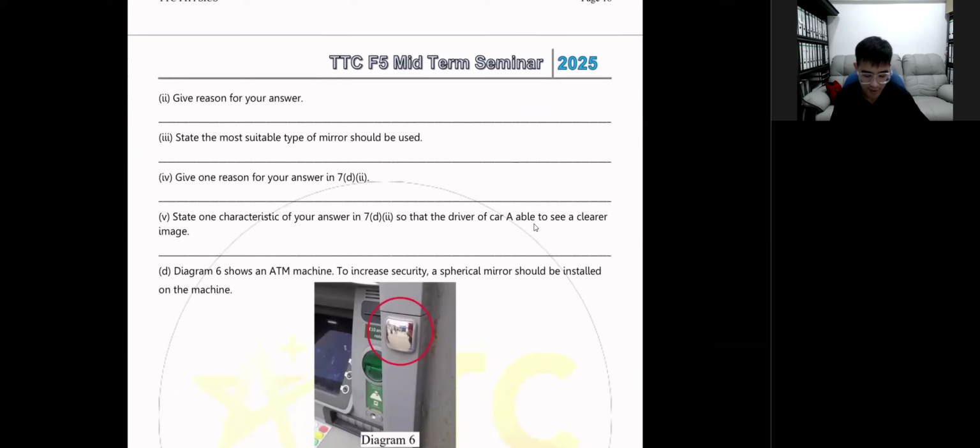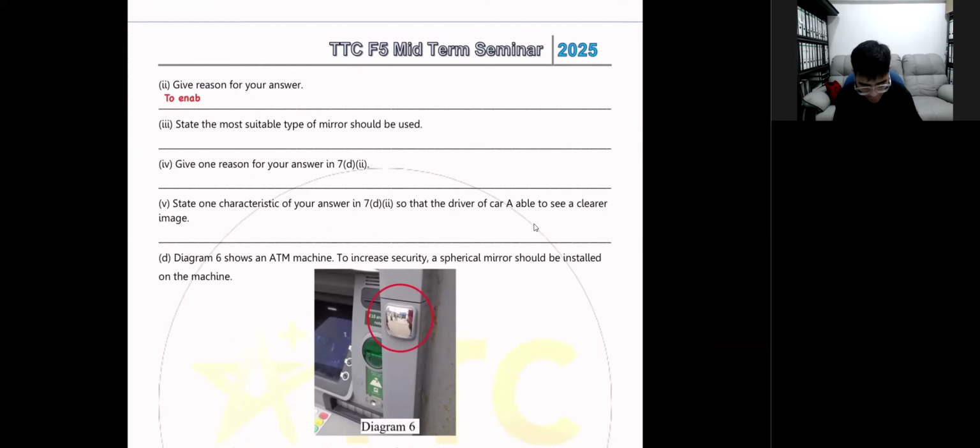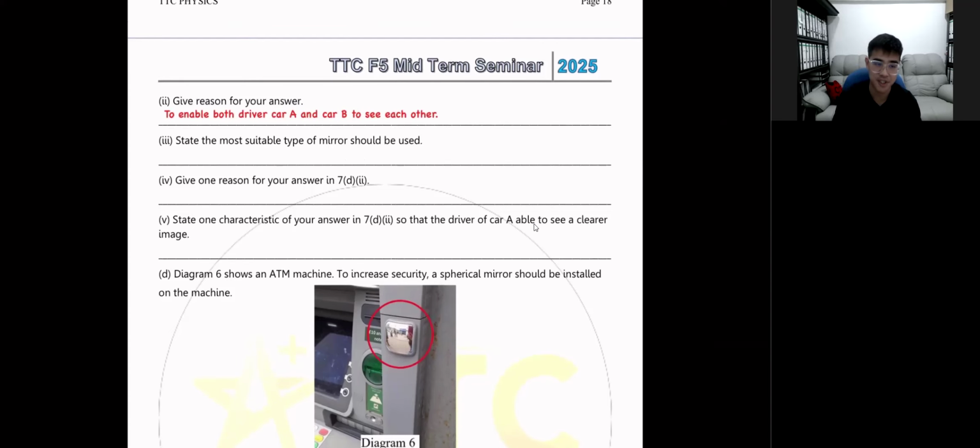If you don't put it there, it's also very important for both car drivers to see each other. You cannot just let car A see car B, or just let car B see car A. They have to see each other. So that's why the best place to put the convex mirror is opposite the junction, to enable both drivers, car A and car B, to see each other. That's why you put it at the opposite of the junction.